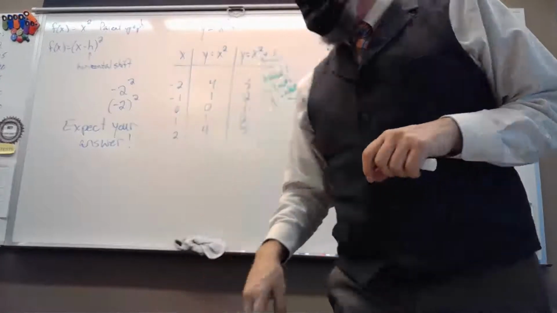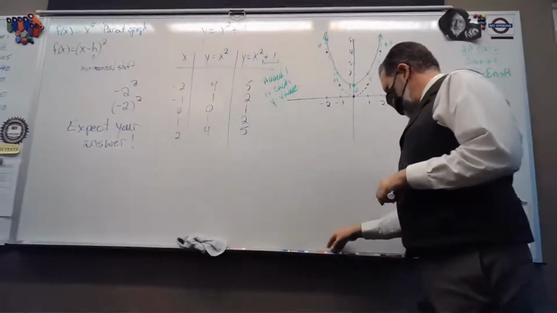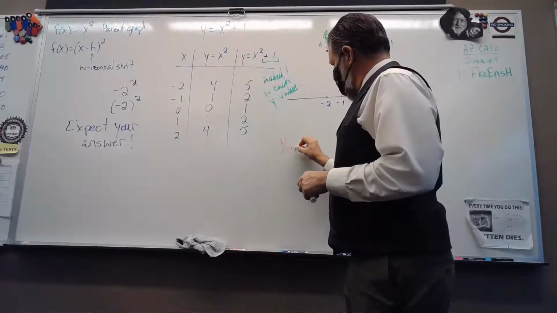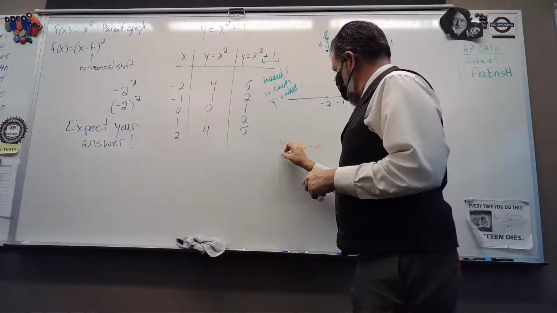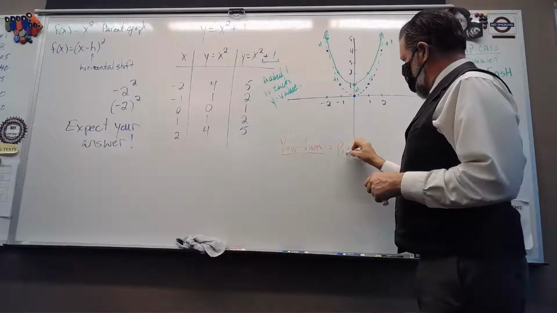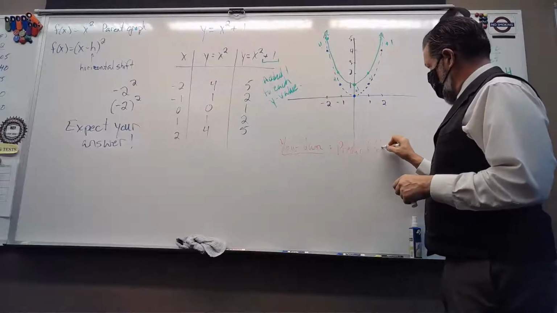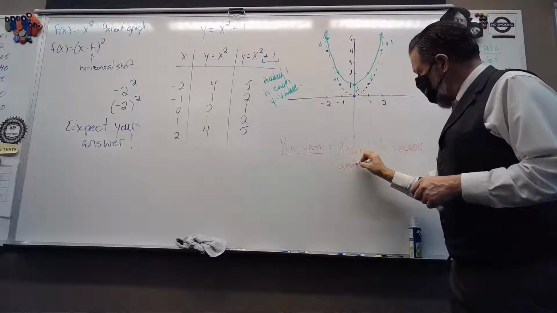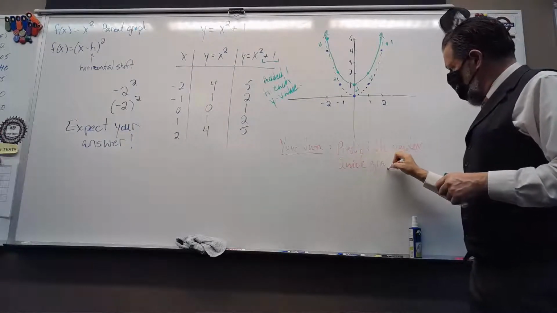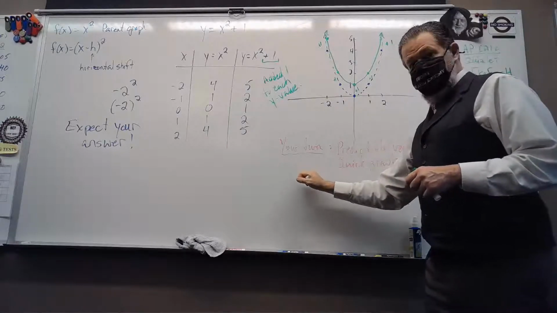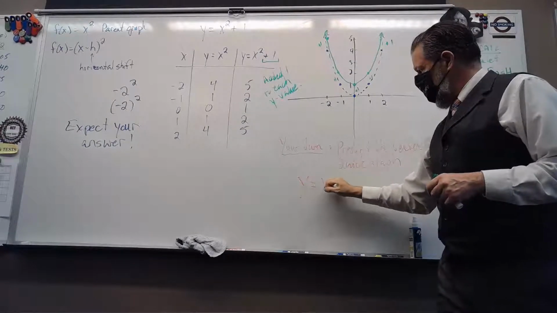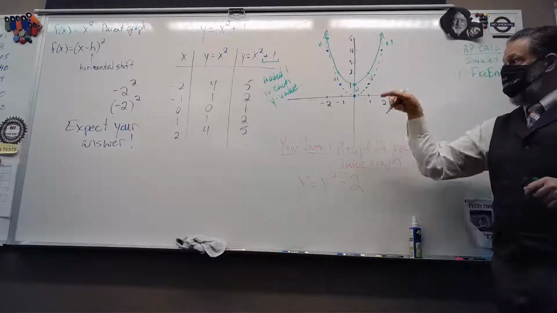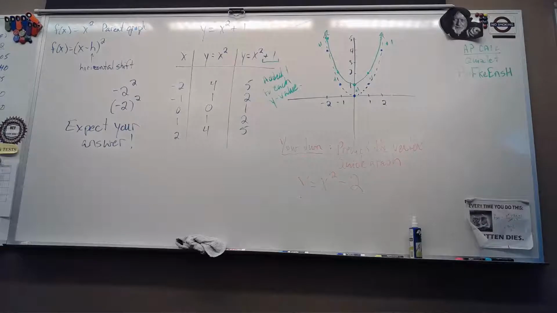So here's my question for you. Your turn. I want you to predict the vertex and then quick graph y equals x squared minus 2. You can put it on the same set of axes if you want.